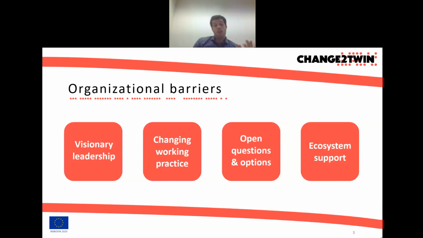Here are the 4 organizational barriers we choose to highlight. They relate to vision and leadership, changes in working practices, having open questions and options, so that is being spoiled with choice, and creating the right synergy between business partners in the value chain and supporting ecosystem. And I'll briefly comment on each.